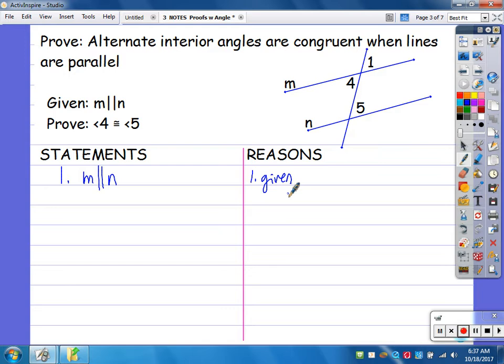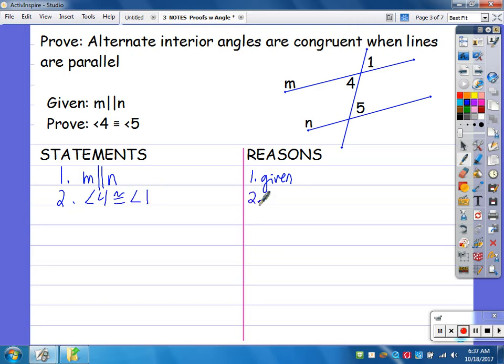And again, I want to come up with some plan for proof. So I'm trying to show that angle 4 is congruent to angle 5. So I'm going to look at angle 4 first. I know, again, that angle 4 is congruent to angle 1 because these are vertical angles. So that's going to be my next statement. So I'm going to say angle 4 is congruent to angle 1.